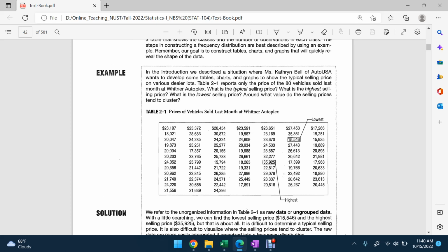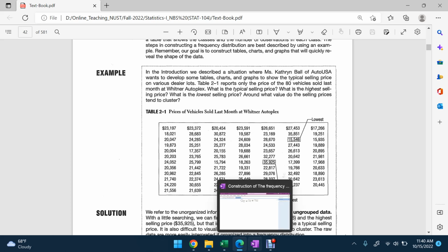Because this is raw data, I need to convert it into some meaningful table or meaningful information. So I can construct a frequency table from this data, and you will see that it will give you very precise information. At first look you can get much more information from the data, which I will present at the end of this video tutorial. So this is the data, and look at this data.